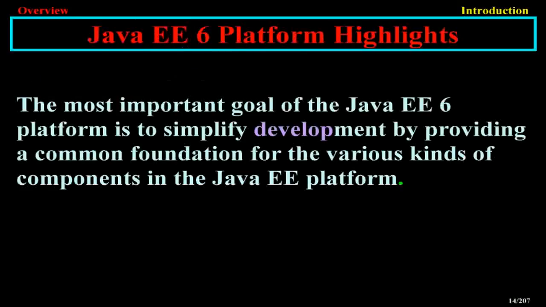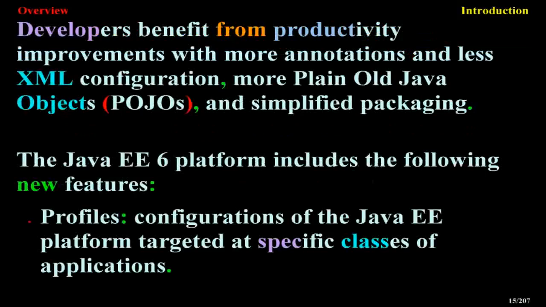Java EE 6 platform highlights. The most important goal of the Java EE 6 platform is to simplify development by providing a common foundation for the various kinds of components in the Java EE platform. Developers benefit from productivity improvements with more annotations and less XML configuration, more plain old Java objects (POJOs), and simplified packaging. The Java EE 6 platform includes the following new features: profiles.